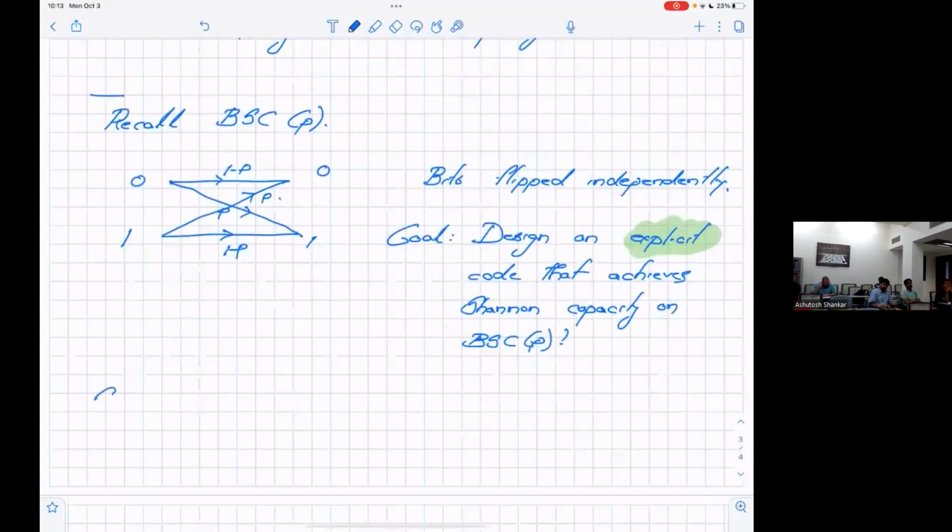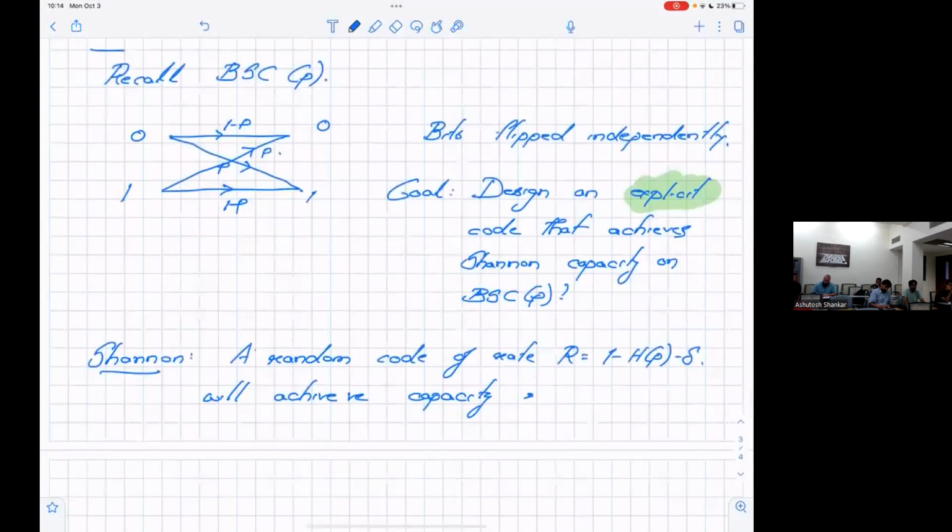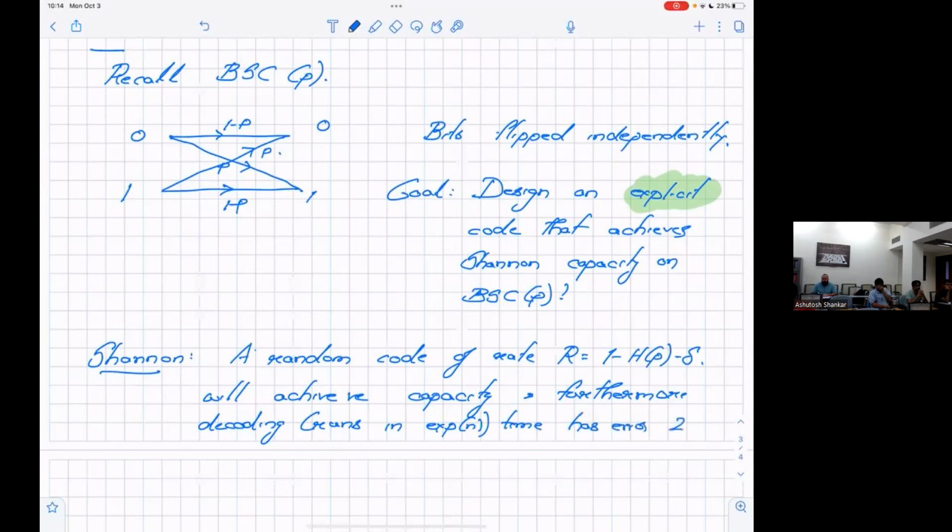So let's recall, what did Shannon prove? Shannon proved the following: if you pick a random code of rate r equals 1 minus H(p) minus delta, it will achieve capacity, and furthermore the decoding that runs in exponential in n time has error at most 2 to the power minus delta n. So this is what we had proved of Shannon.